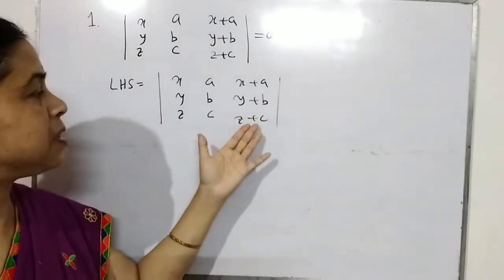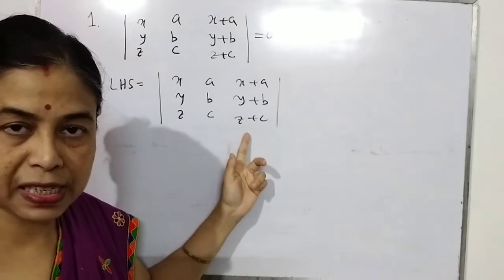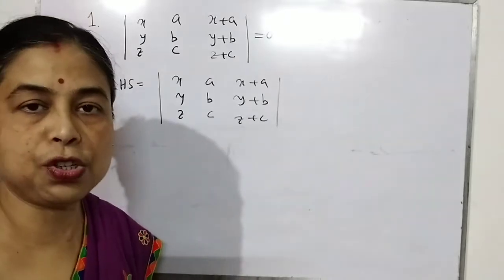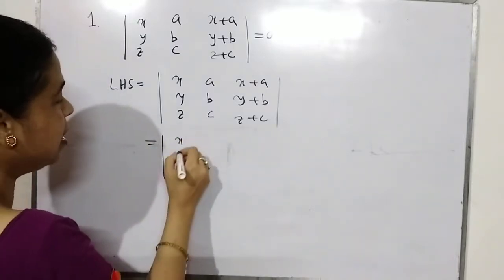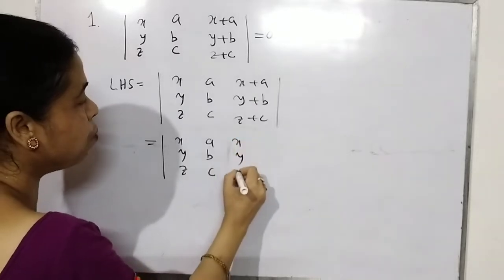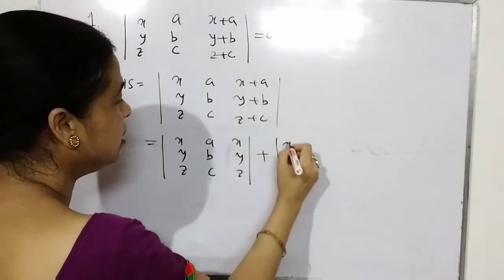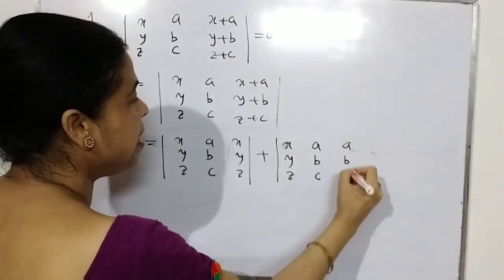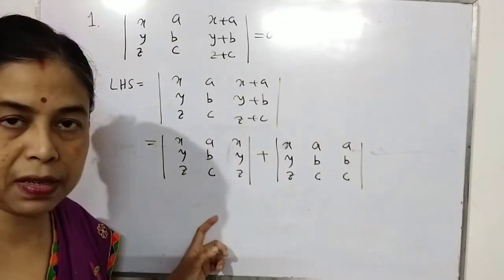Yes, the third column is expressed as a sum of two elements. If any row or column is expressed as a sum of two or more elements, the determinant can be expressed as a sum of two or more determinants. So I can write this as: keep it as it is, only the third column you have to change. This is x, y, z, a, b, c and x, y, z plus a, b, c, a, b, c. Now you see we have applied property number 5 here.